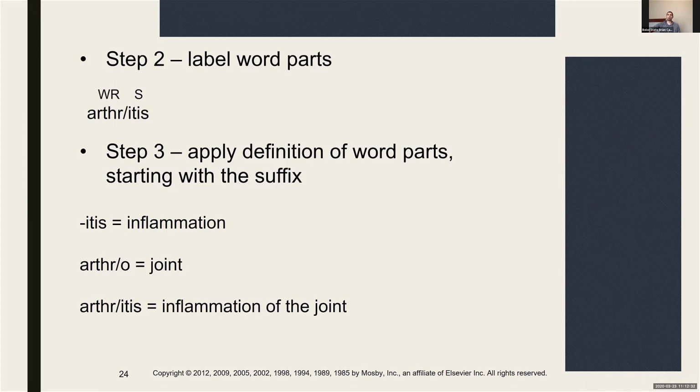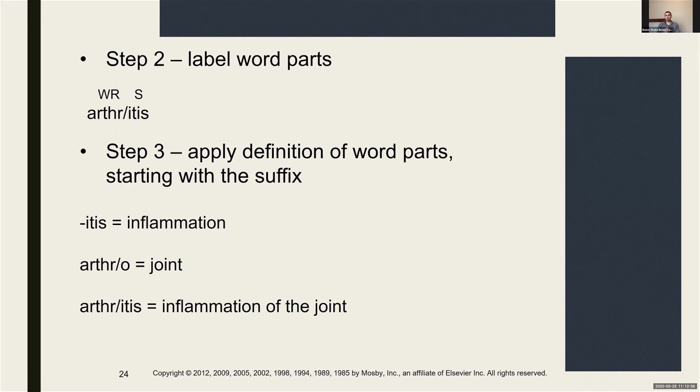Now saying arthroitis doesn't really flow very well, so we don't say it that way. We just say arthritis. Remember that suffix has an I, it has a vowel that it begins with, and therefore, according to our previous guidelines, we're not going to add the combining form to it. It doesn't need it. That was number 2 under those guidelines.